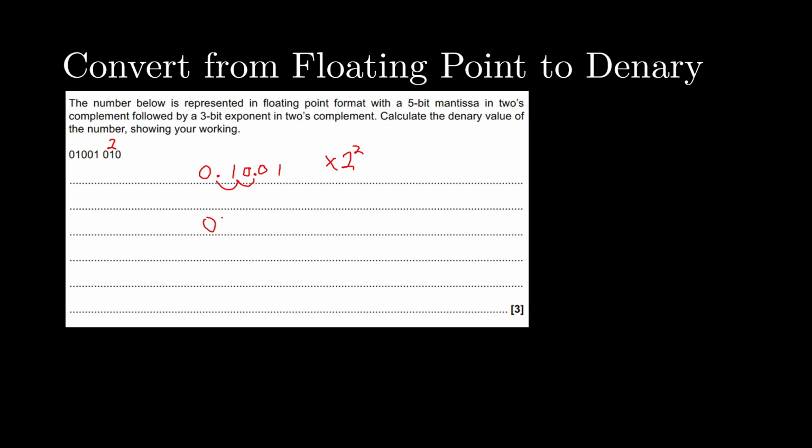So our mantissa is going to be 010.01. And then if we write down our values for each digit, this is going to be a 1, this is going to be 2, that's going to be 0.5, and that's going to be 0.25. So we have a 2 and a 0.25, so that's just going to be 2.25.